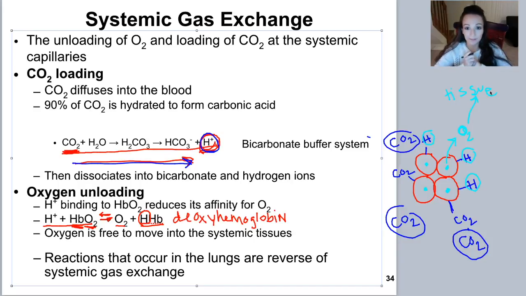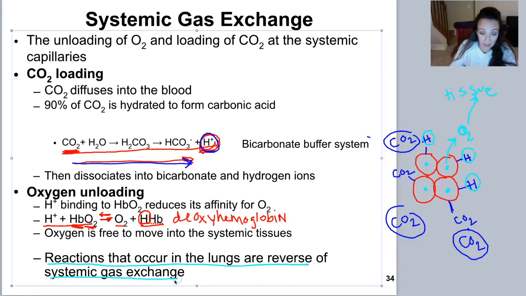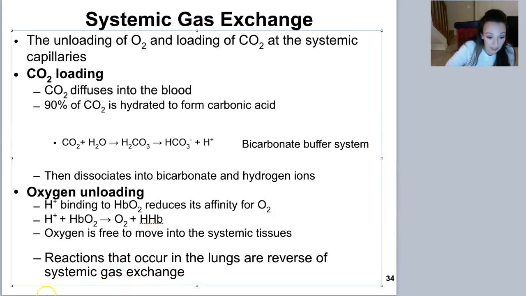Okay, cool. So on the bottom here, we have that reactions that occur in the lungs are the reverse of what occurs in systemic gas exchange. So remember, in the lungs, we have alveolar gas exchange going on. We talked about this in class. And in the lungs, carbon dioxide is going to be unloaded from hemoglobin and exit the bloodstream, go into the air, and oxygen will come in from the air and bind to hemoglobin. So these are simply just the opposite reactions. All right, let's go on to our next slide.